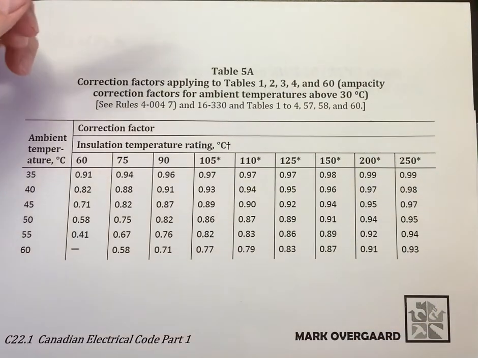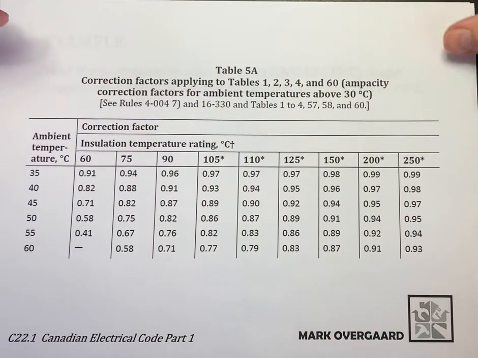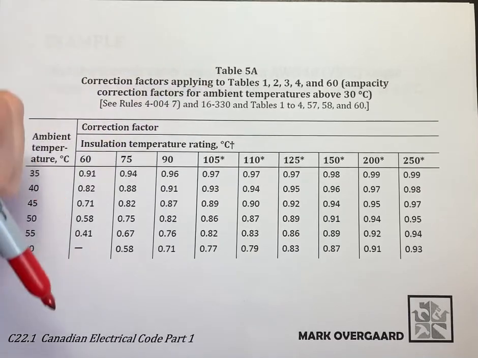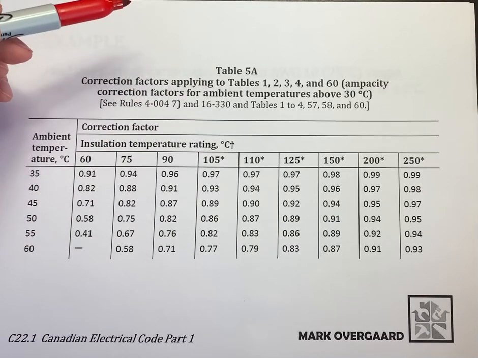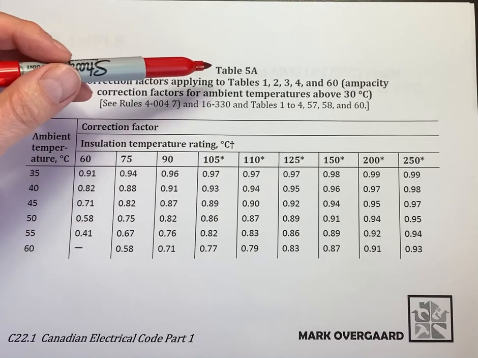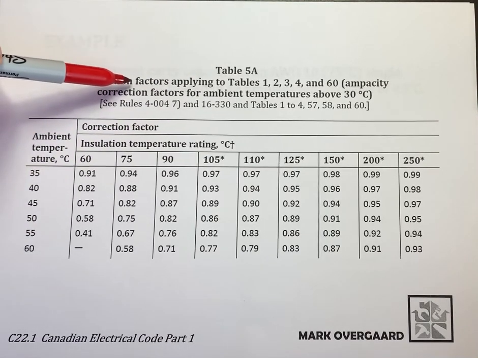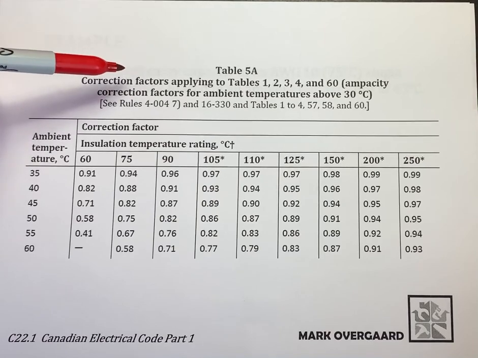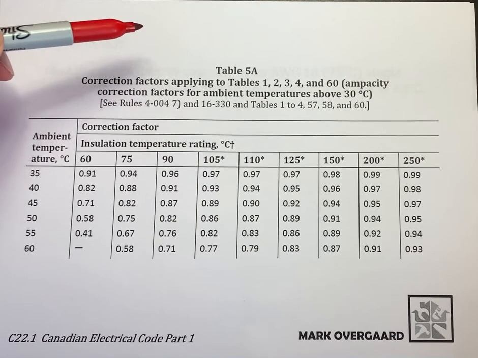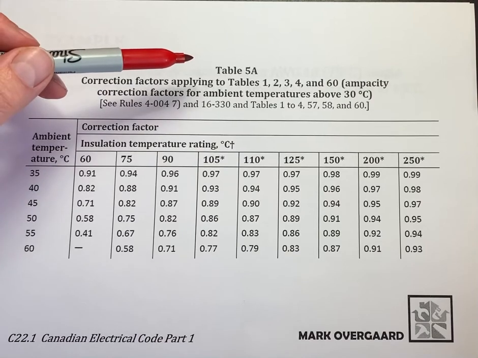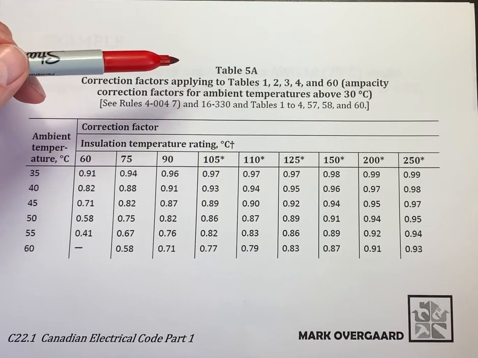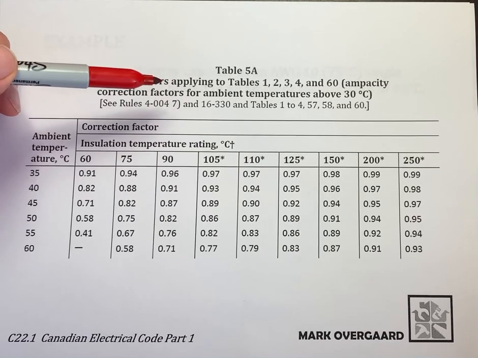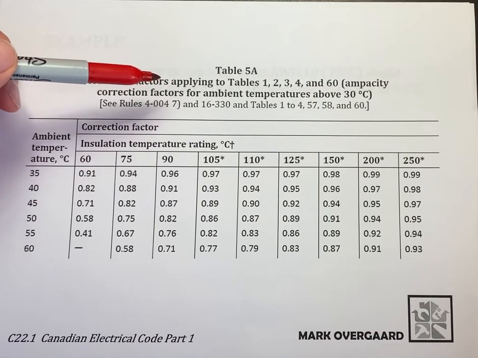Today I'm going to go through Table 5A of the Canadian Electrical Code Part 1. What this table is, is correction factors that apply to Tables 1, 2, 3, and 4 dealing with ampacity. Now the idea is those tables are built to withstand or deal with an ambient temperature of up to 30 degrees Celsius, okay? Anywhere up to 30 degrees.